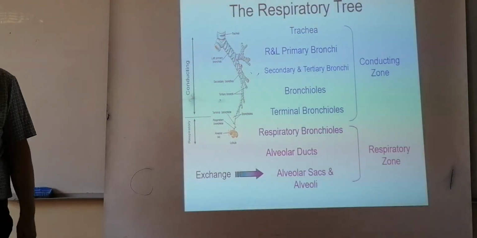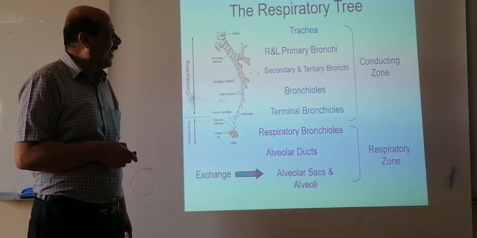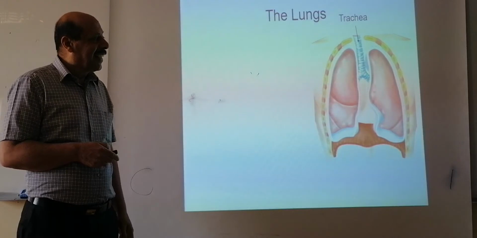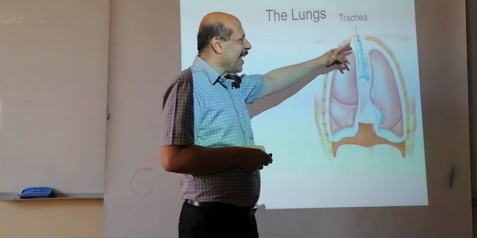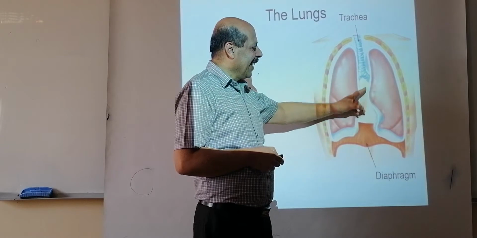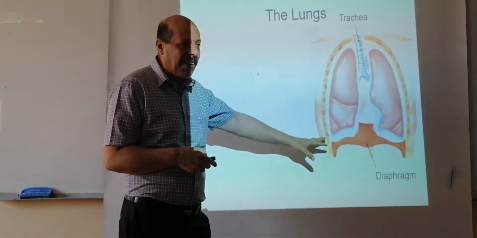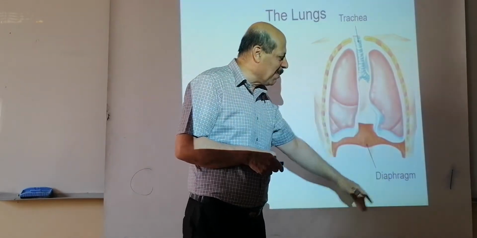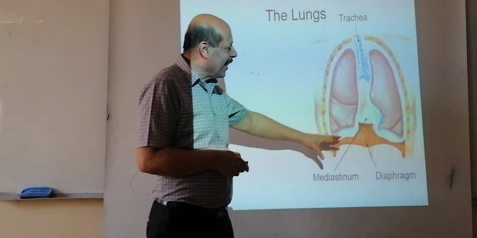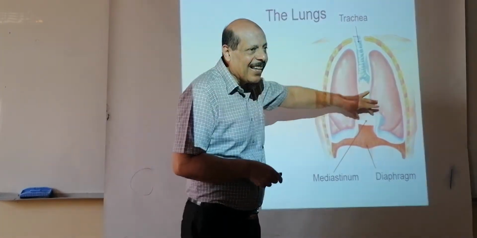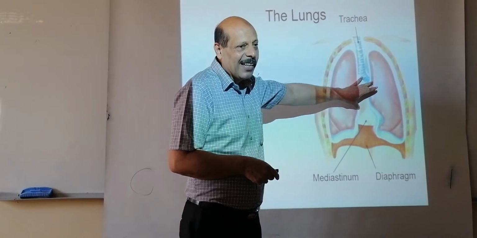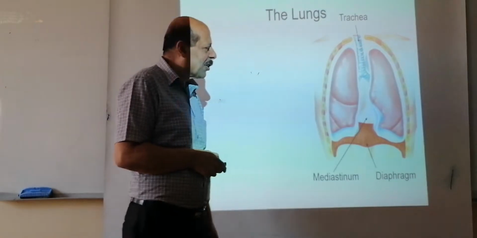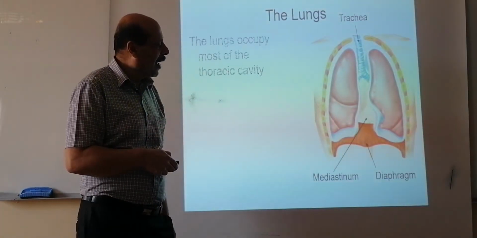Okay, just finishing. So again, this is the trachea, and this is the diaphragm that separates the chest cavity from the abdominal cavity. This area we call the mediastinum. The mediastinum contains the heart and large blood vessels, which is in between the two lungs.